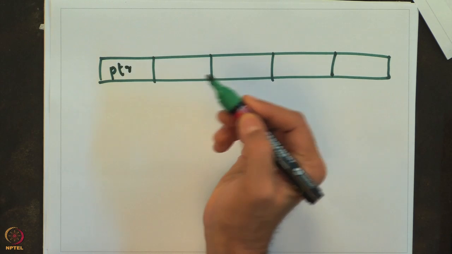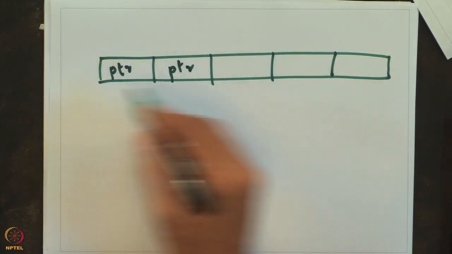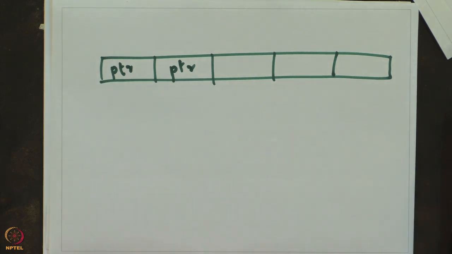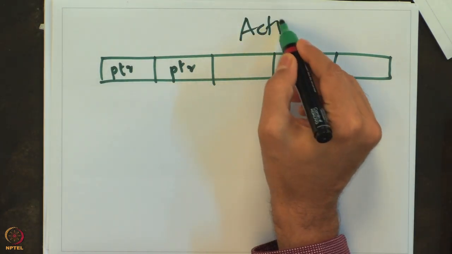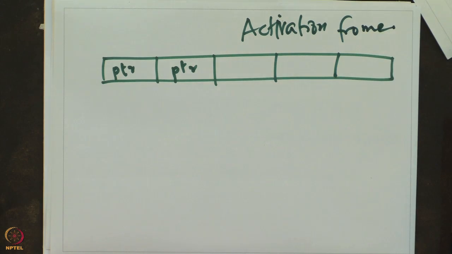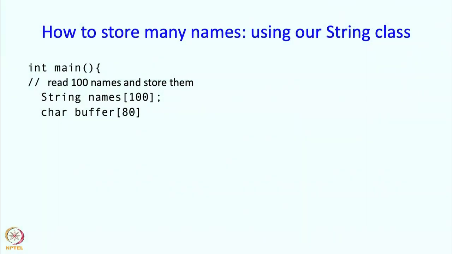So this is the PTR. We have 100 PTRs really, because each object just contains one PTR. So 100 words will be allocated in the activation frame, and these PTRs will be null, by the way, at the beginning. Then to do the reading of the names, we are going to use this buffer of 80 characters. This is just meant to be a large enough number. And now we are going to read each of the 100 names.